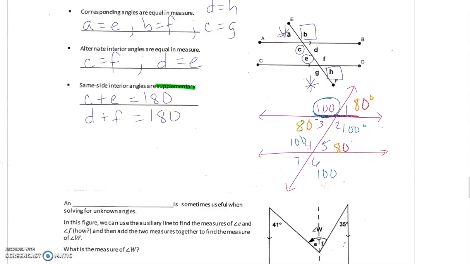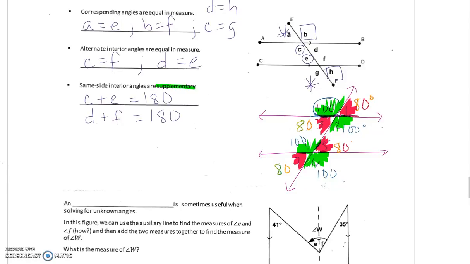1 and 5 are corresponding, so notice that they're both 80. 3 and 7 are corresponding, right? Corresponding angles are equal, so they're both 80. 1 and 7 are alternates. Notice that they're the same. So this is what it looks like. All of these angles are congruent forever and ever and always, as long as your lines are parallel. And then all of these angles are congruent forever and ever and always, as long as your lines are parallel.